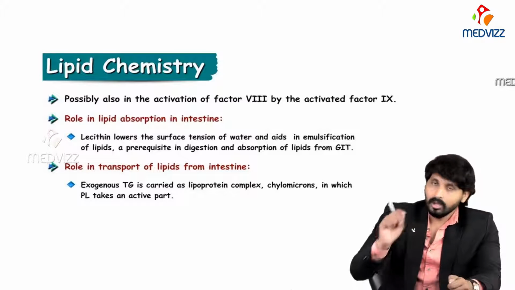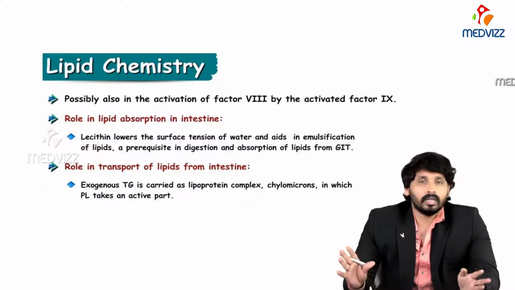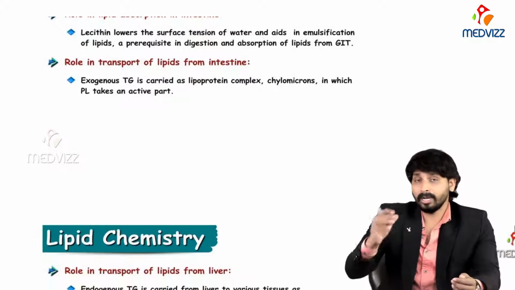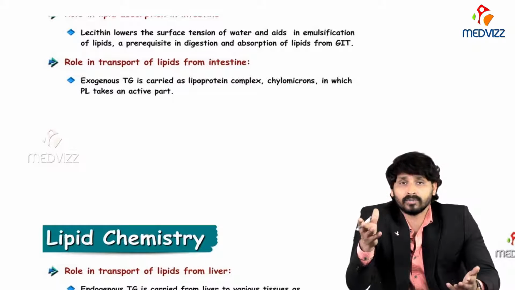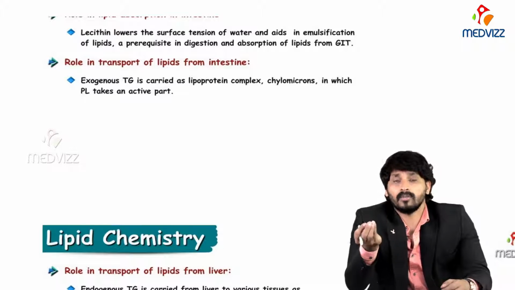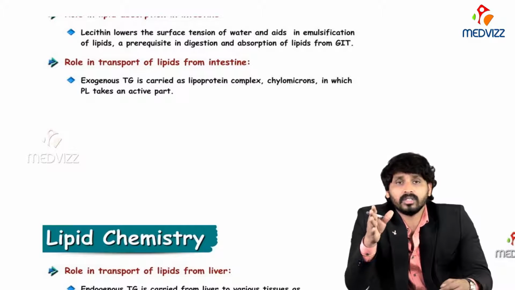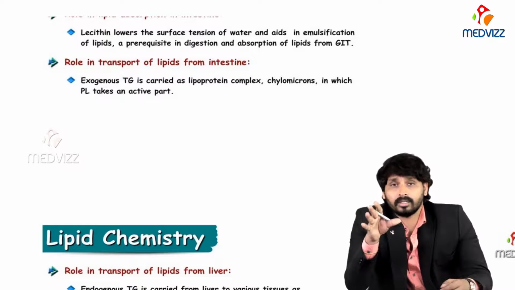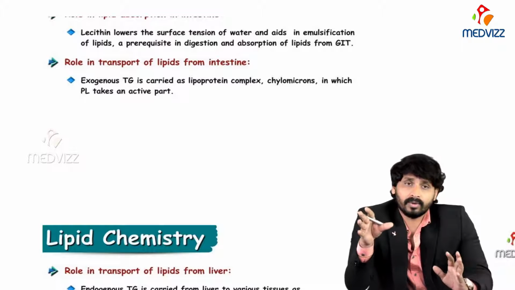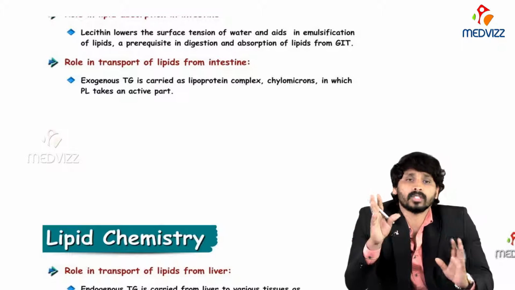Lipid absorption: if your diet is rich in phospholipids, lipids will be easily absorbed. Otherwise, there is no absorption of lipids, which are simply excreted in the stool. Then the role in transport, because most of the lipoproteins contain phospholipids. Exogenous means outside triacylglycerol. Whatever food we consume that contains lipids such as triacylglycerol is carried by the lipoprotein complex chylomicrons, in which phospholipids take the active part. That means chylomicron is a lipoprotein which carries the outside triacylglycerol from the intestine to the liver. For that, chylomicron is again dependent on phospholipids.